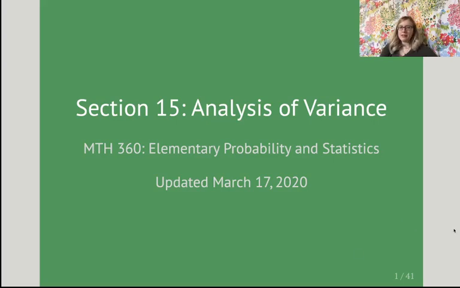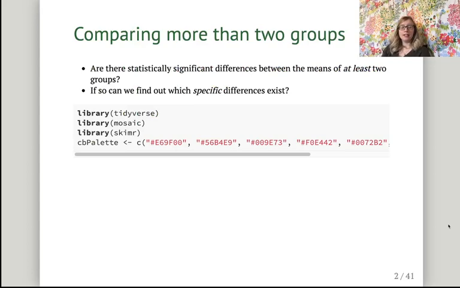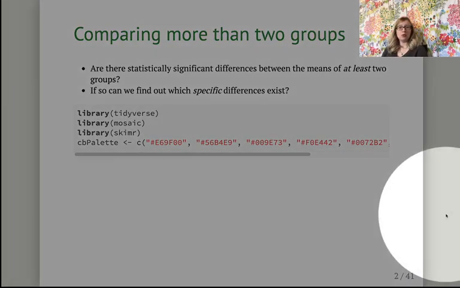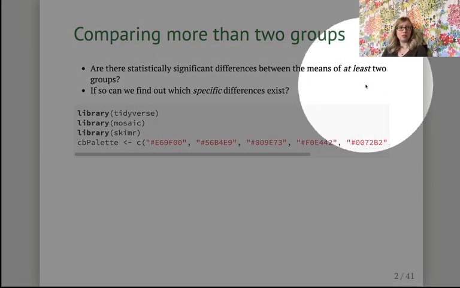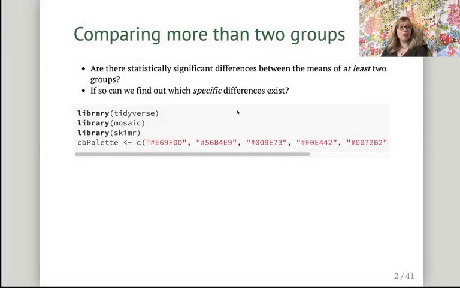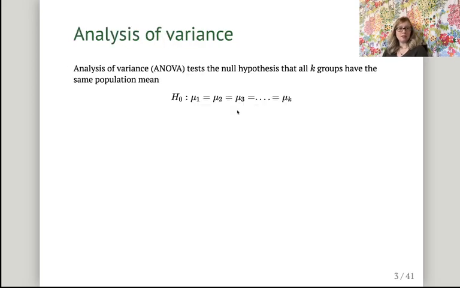Welcome back. In this video, we'll talk about analysis of variance, specifically when you might use it and how it works. So analysis of variance is really a generalization or an extension of the t-test to allow for more than two groups. So we use analysis of variance if we want to know if there are differences between the means of at least two groups and if there are specific groups that are different from the others.